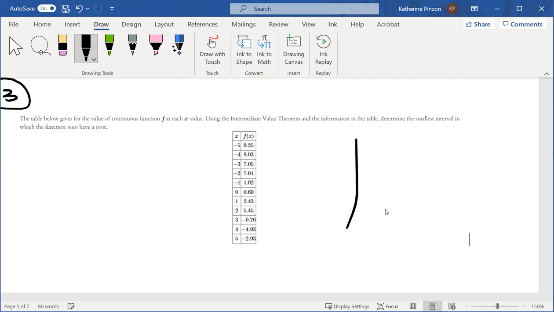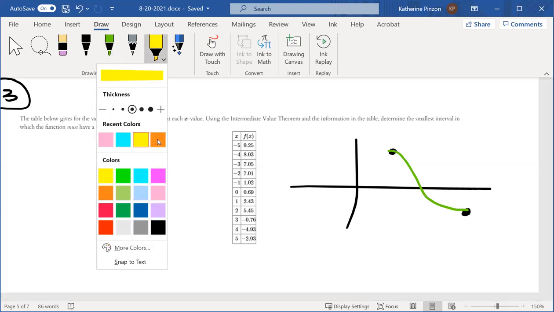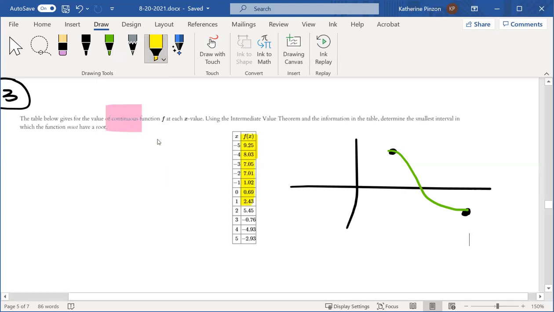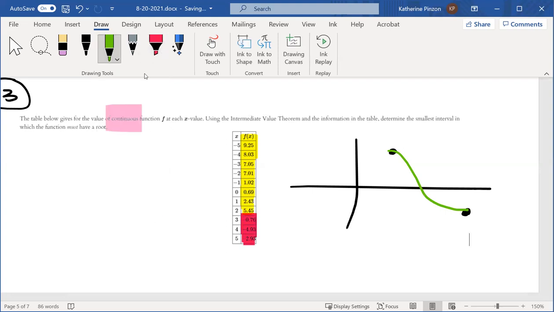The intermediate value theorem tells me that if the function is positive and then turns to negative, it has to cross the x-axis. Here's what I know. This function is positive here, here, here, here, here, here, and here. And then it turns to negative down here. So what can you say? Somewhere between 2 and 3, this function has to have a 0. So 2 to 3. Let's make that our interval.